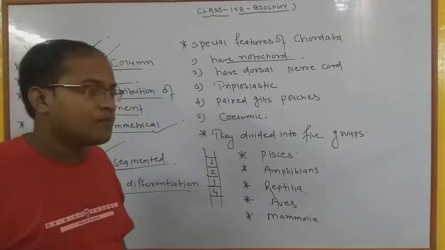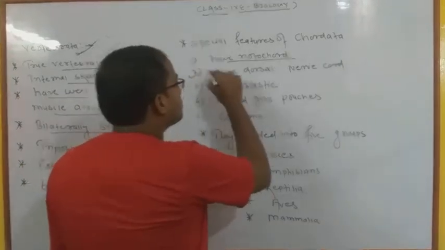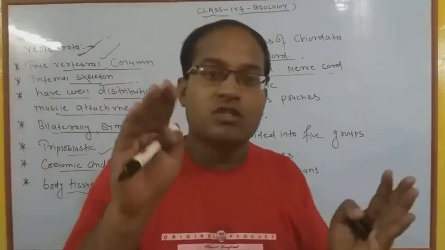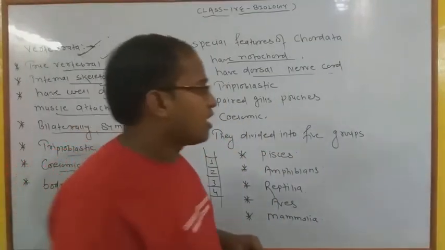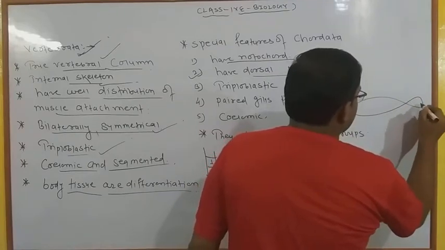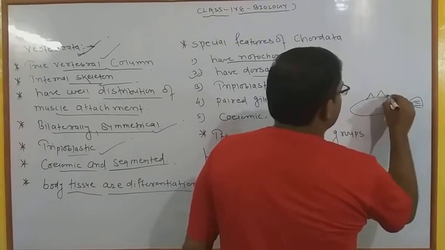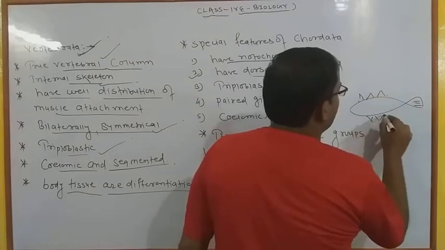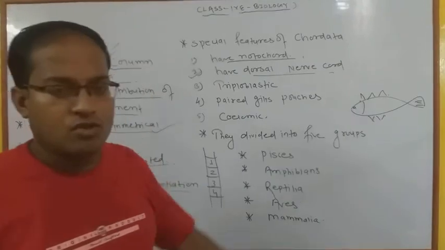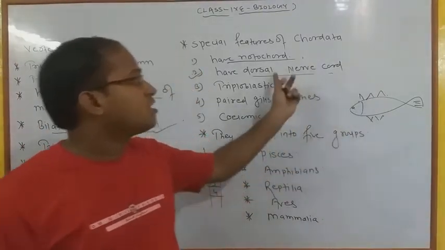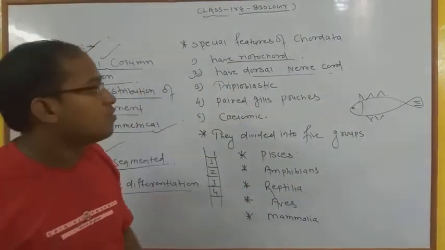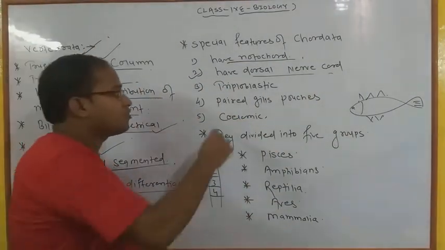And the second point is that they have a dorsal nerve cord. So many times we have seen a fish, and a fish has a dorsal fin. Okay, like this. So there is a small structure, and that is called the dorsal fin. Okay, so here we have to see so many times, so that is an example of a dorsal fin. The dorsal nerve cord is also there in some of the vertebrate groups. Okay, and their body is triploblastic.